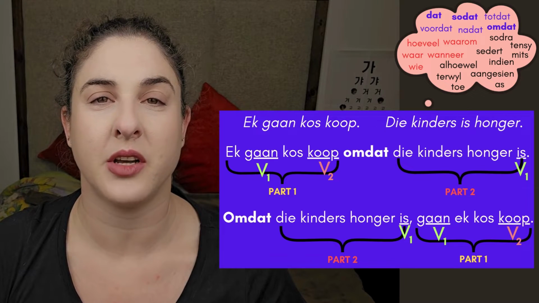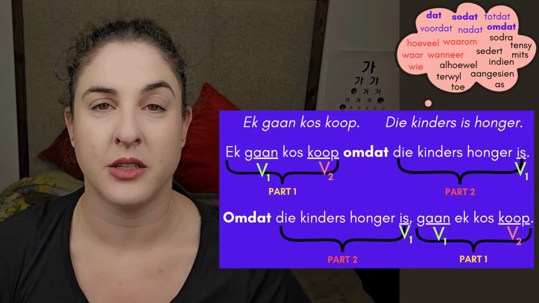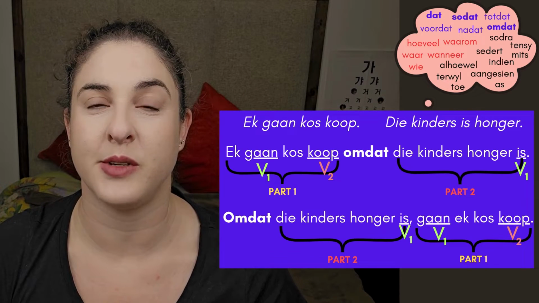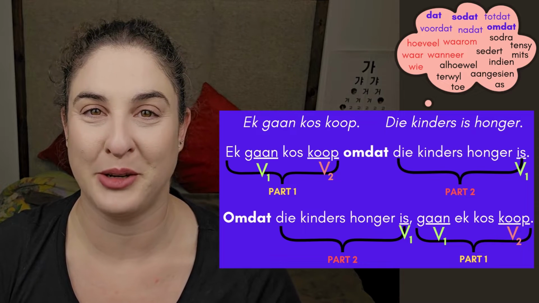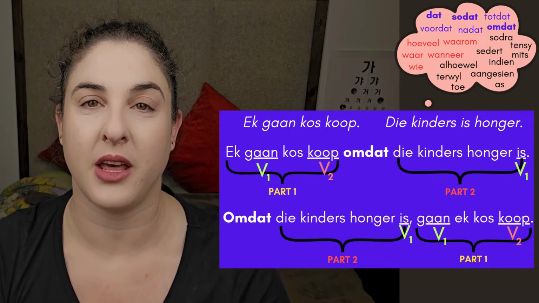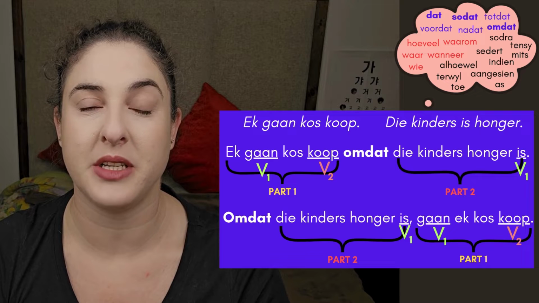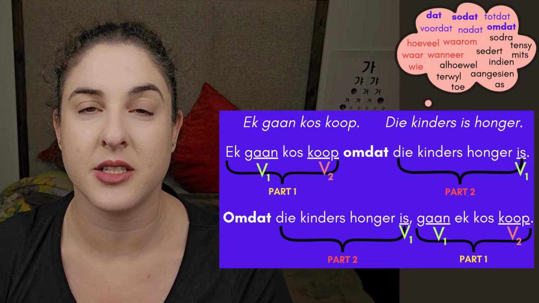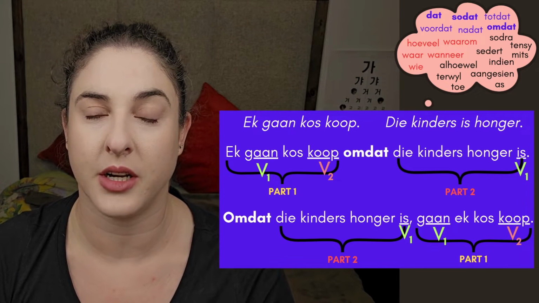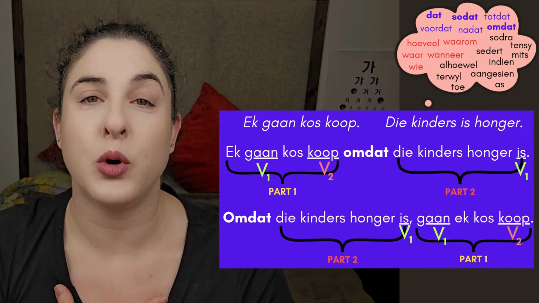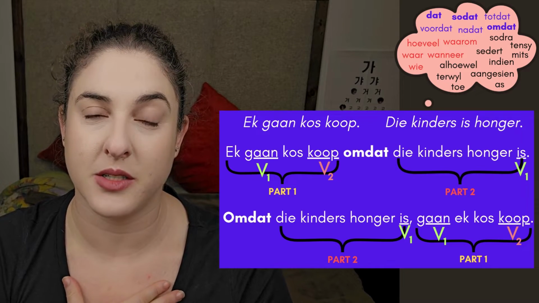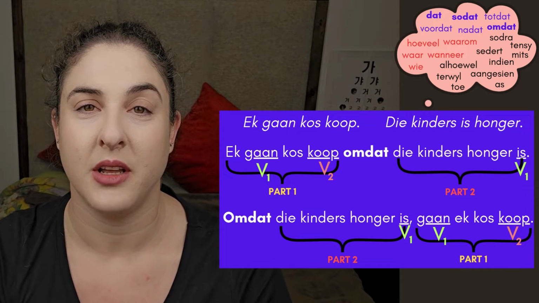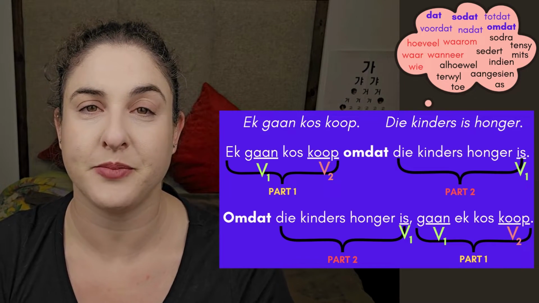Before we move on and take a look at the individual conjunctions in this video, I'm going to demonstrate the rule to you by using the two sentences given in this blue-purple box below. Sentence 1 there is ek gaan kos koop, which means I am going to buy food. And the second sentence is die kinders is honger. The children are hungry. Now, we are going to use OMDAT, which means because, to add these two sentences together so that they have a dependent relationship or a causation relationship.